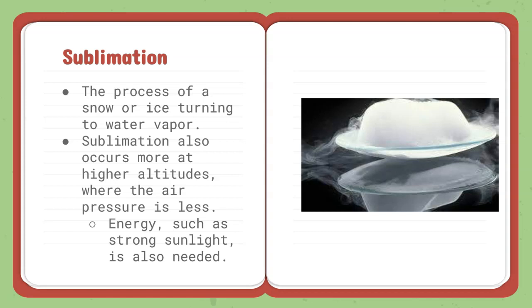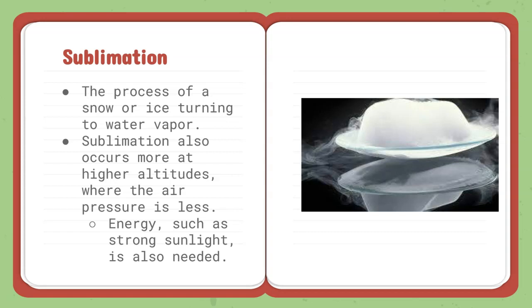The second term I want to talk about is sublimation. Sublimation is the process of turning a solid into a gas. So in our terms, we're taking snow or ice and turning it directly into water vapor, skipping the step of liquid in between. Sublimation typically occurs at higher altitudes where air pressure is less. Less air pressure allows for that transformation to occur more often. The other condition you'll need for sublimation to occur is strong sunlight or energy.